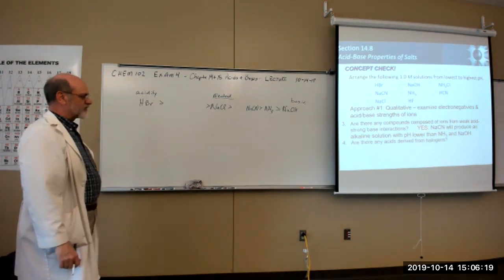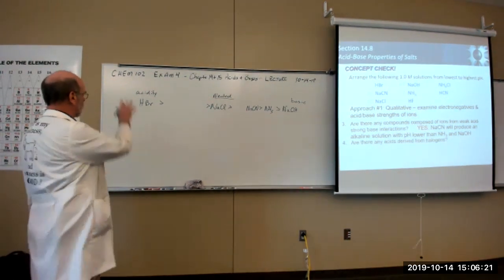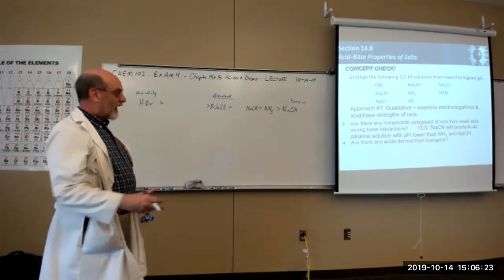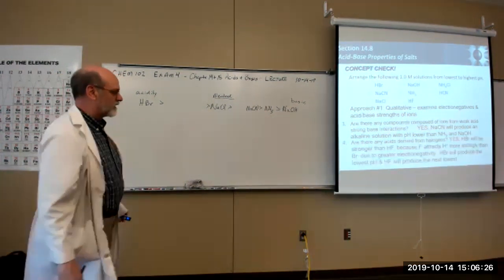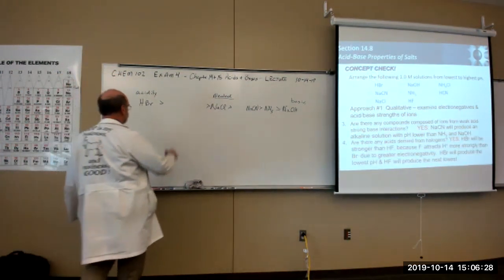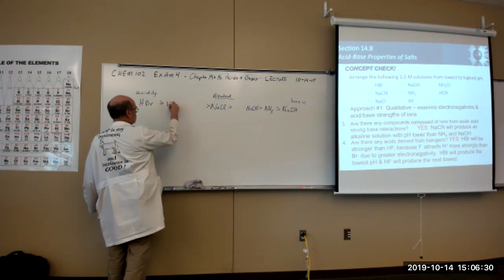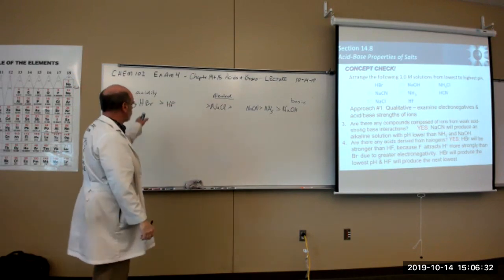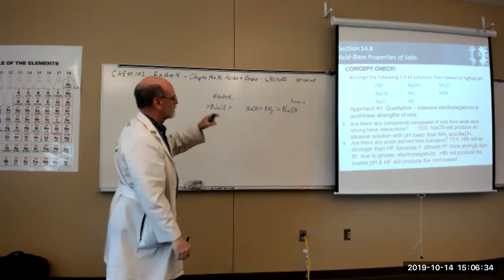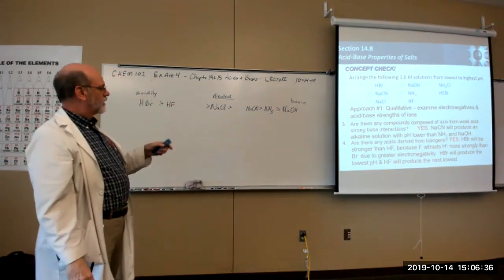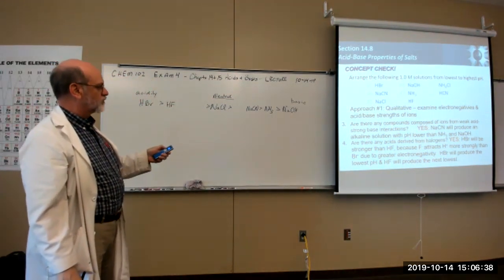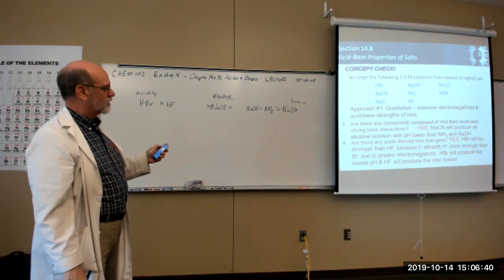Okay, are there any acids derived from halogens? Well, we did that one already. HBr and HF. All right. So HBr is stronger than HF, so we put those in that order. So that's 1, 2, 3, 4, 5, 6. Okay. Plug those in so we can accommodate those.